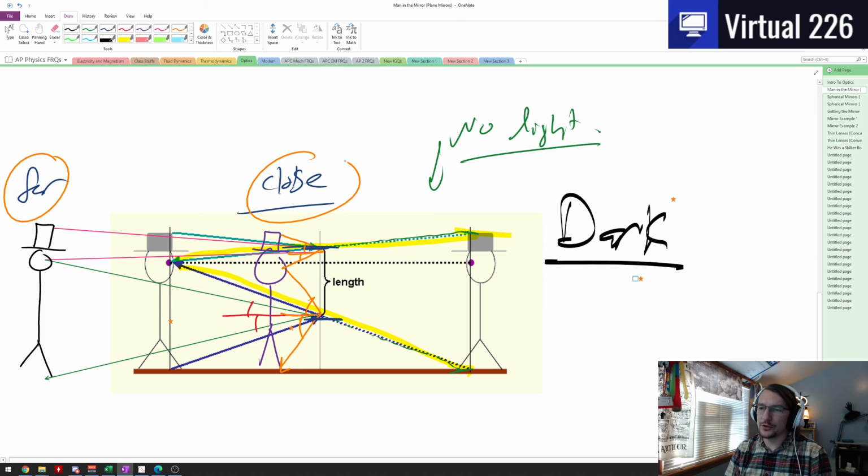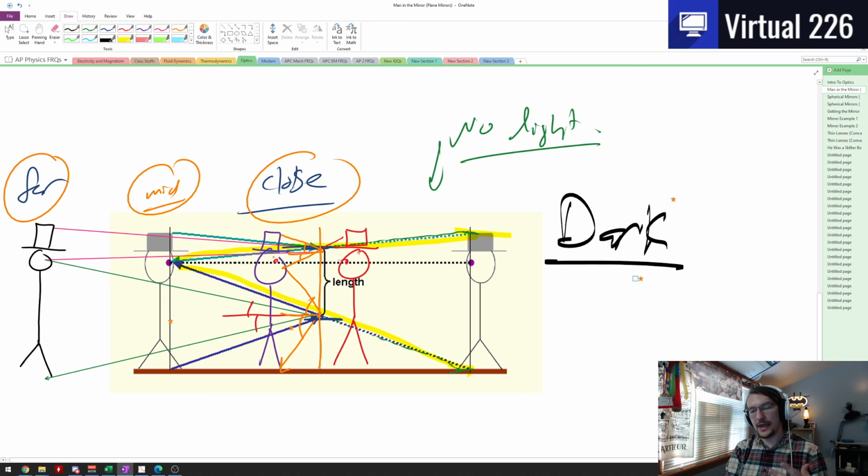So if you're far away, if you're close, if you're in the middle, it doesn't matter where you're at, you're always going to see the same amount of your body for something like a plane mirror. As long as that mirror is perfectly flat, you'll always see what you saw to begin with, depending on the size of the mirror. And when we backtrack this, our person will seem closer on the other side, so we'll have a very similar shape like that.